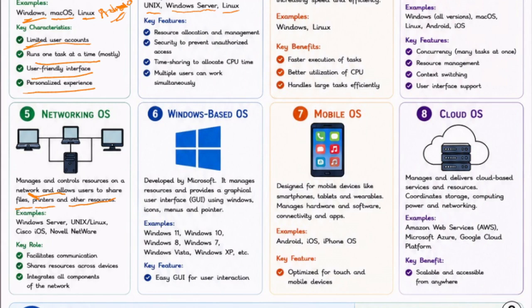So window-based OS, this one is just talking about any computer that uses Microsoft. Okay, so developed by Microsoft, it manages resources and provides a graphical user interface using windows, icons, menus and pointer. Examples, you have Windows 11, Windows 10, Windows 8, Windows 7, Windows Vista, XP, and many more. GUI stands for what? Graphical user interface.